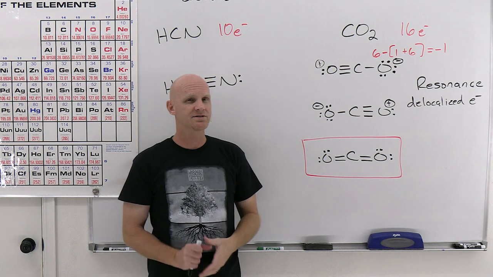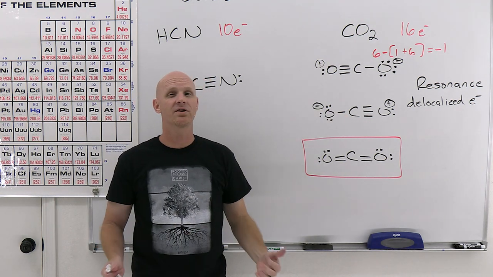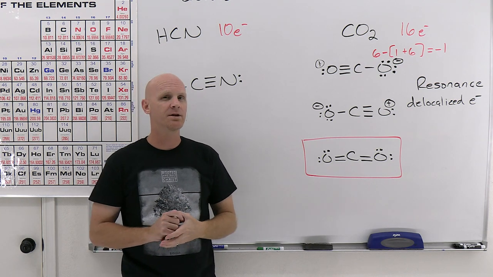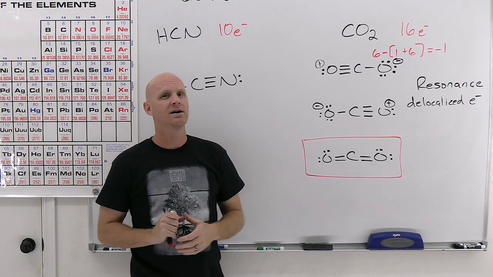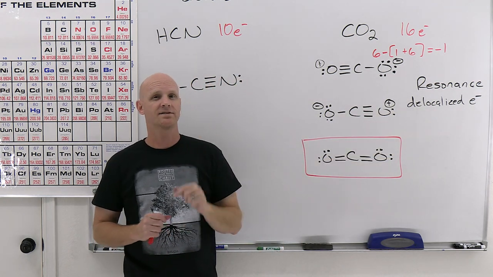Now, we'll find out in other cases that when you've got multiple structures you can draw and none is better than the others, something special is going to be implied about that. And I'll worry about that a little bit later. But we'll talk about resonance and delocalized electrons a little more when we get to that point.